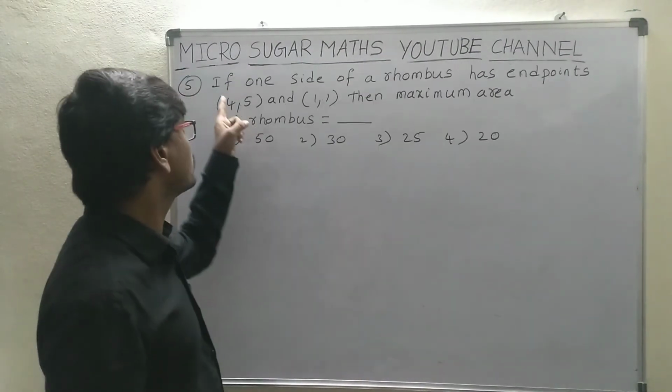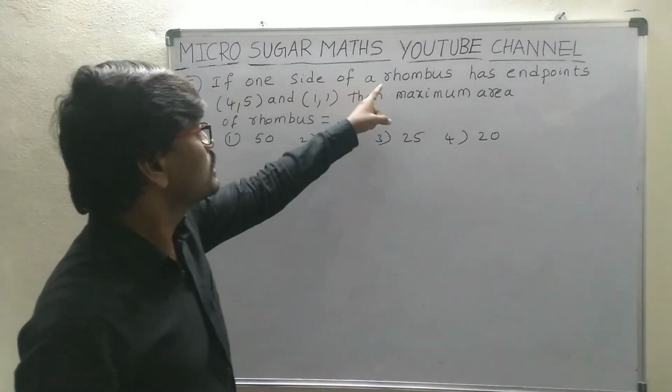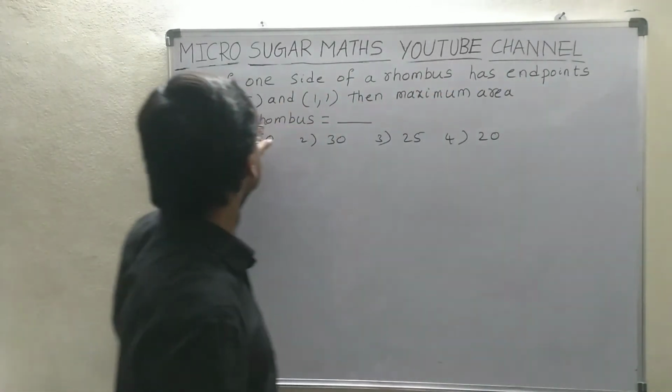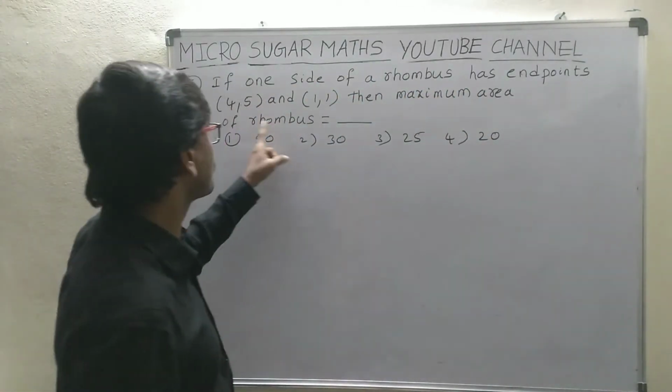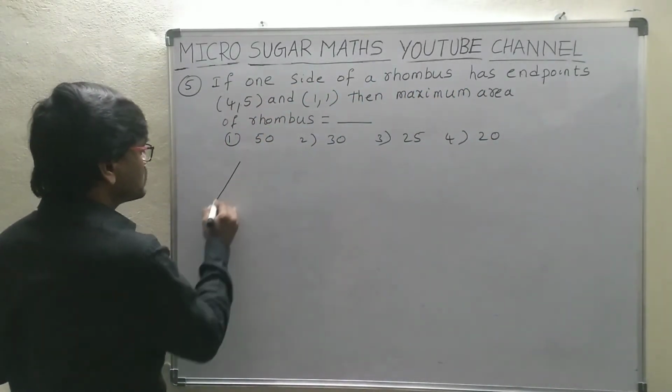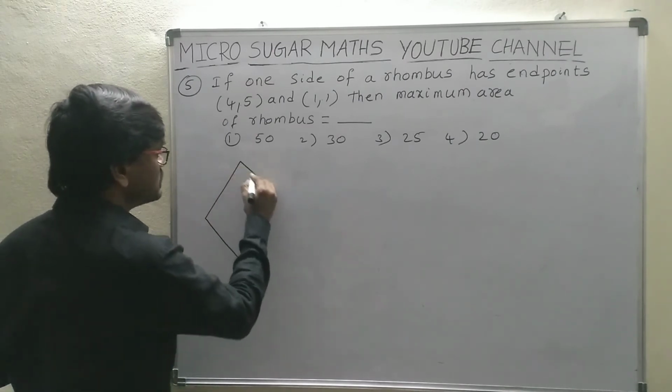Next problem: if one side of the rhombus has endpoints (4, 5) and (1, 1), then the maximum area of the rhombus is. Students, let us take a rhombus ABCD.